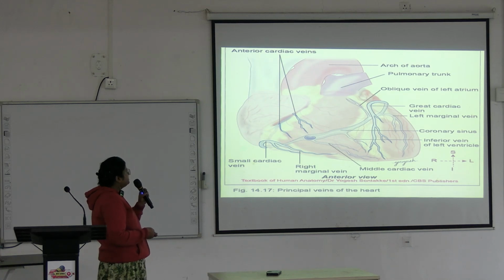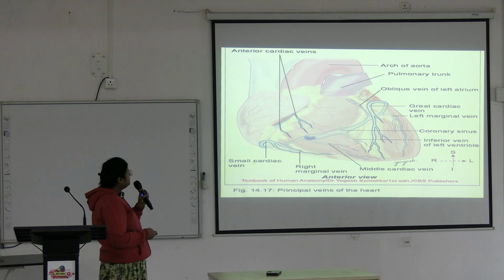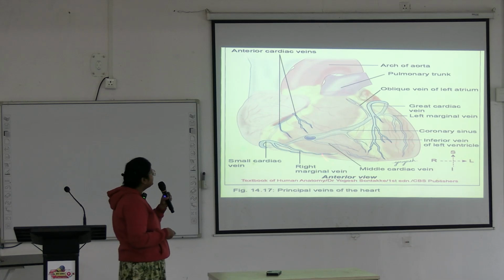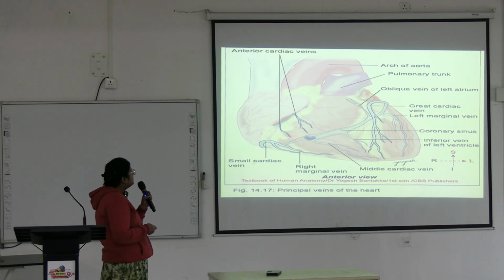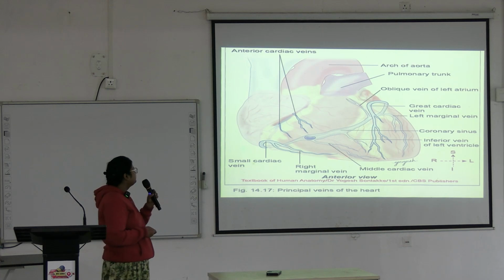Next we go to the veins. Veins are very important. Main venous part is the coronary sinus. All the veins draining the heart is draining into the coronary sinus. Anterior cardiac vein and venae cordis minimae directly draining into right atrium. This is right marginal vein, small cardiac vein, middle cardiac vein. This is great cardiac vein, left marginal vein or oblique vein of left atrium.